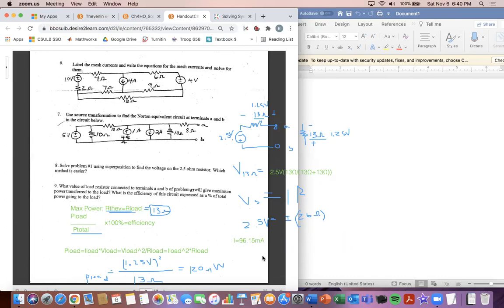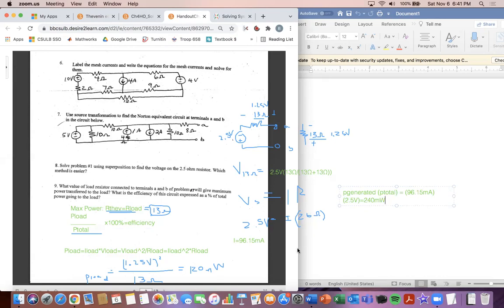And so since we know the value for the current, we can find the power generated for the entire circuit. So the power generated, which is P total, is going to be equal to the current from the source, which is 96.15 milliamps, times the voltage for that source, which is 2.5 volts. Because power is equal to I times V, when we do 96.15 milliamps times 2.5, I get 240 milliwatts.